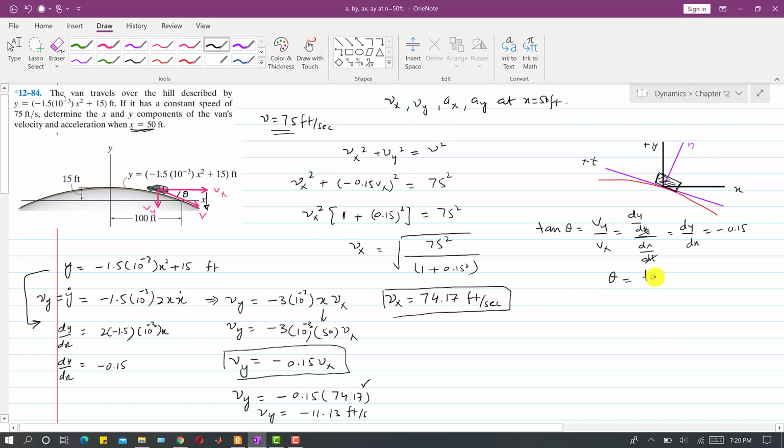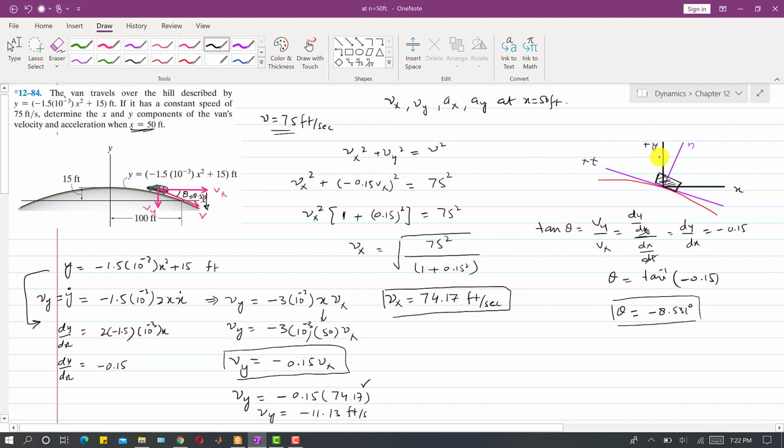This theta will be equal to tan inverse of minus 0.15, and this theta comes out to be minus 8.531 degrees. So this theta is negative, which means that the slope is negative. So this theta is minus 8.53, and this theta is measured clockwise.